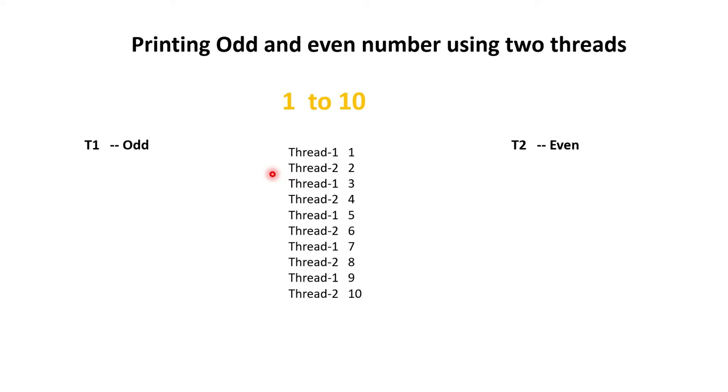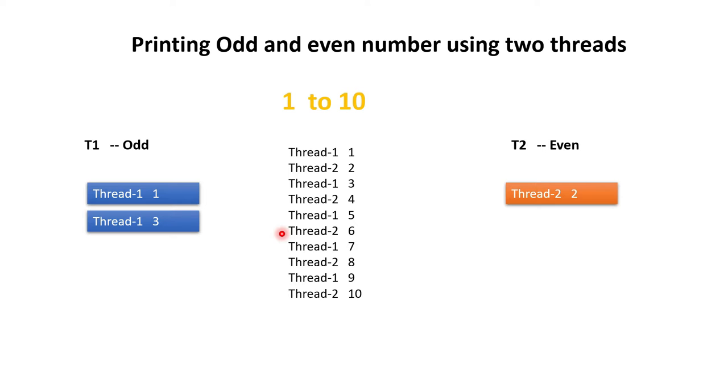So we have to do one thing: when thread 1 first prints this odd number, then we have to wait until T2 prints its number, and only then can it come back to thread 1. Then thread 2 will print 2, then again thread 1 will be allowed to print 3, and in the same way thread 1 has to stop, then thread 2 will print the next number. Then only we can achieve this sequential part. So how to do that, we will see next.